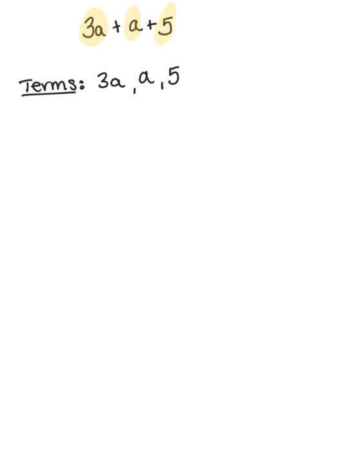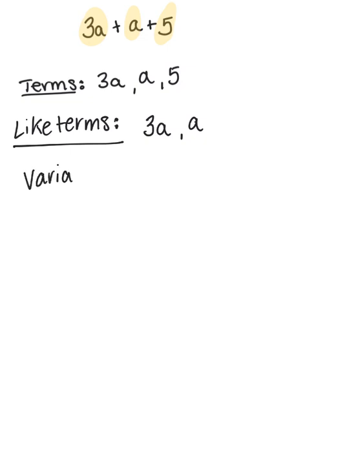All right, the next thing we're going to look at is like terms. Now, remember, like terms are terms that can be combined, okay? So our like terms are going to be 3a and a. We can combine these terms. Next, do we have any variables? Remember, variables are our letters. We do. The variable would be a.